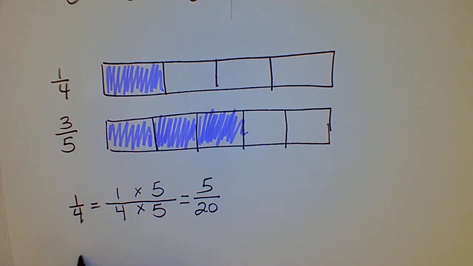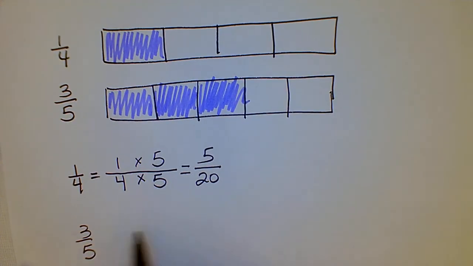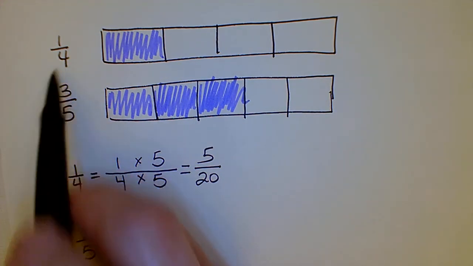Now let's do the same thing with 3/5. So for 3/5, now I'm going to take 3/5 and I'm going to multiply it by the other fraction's denominator, which is 4.